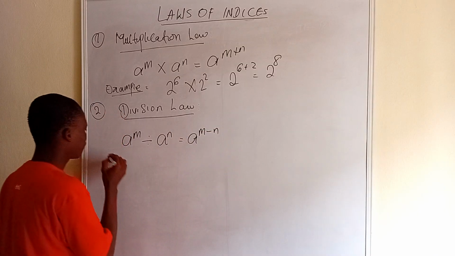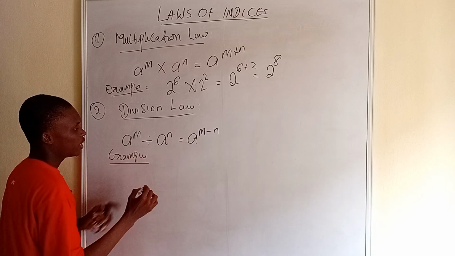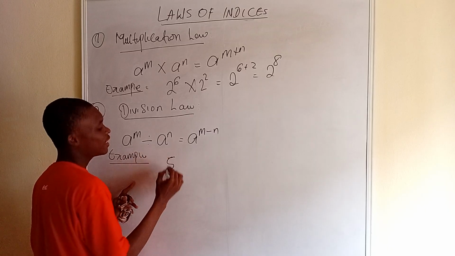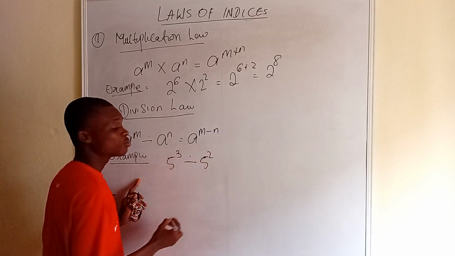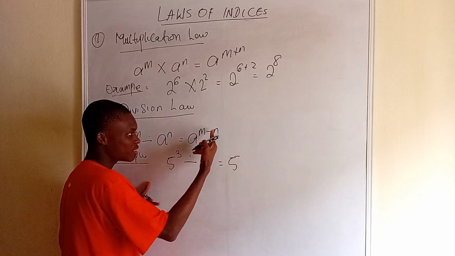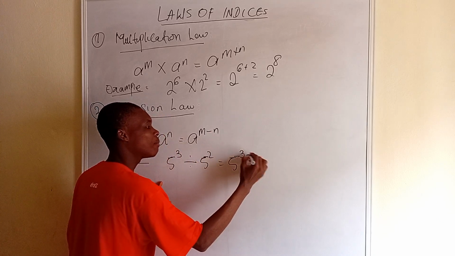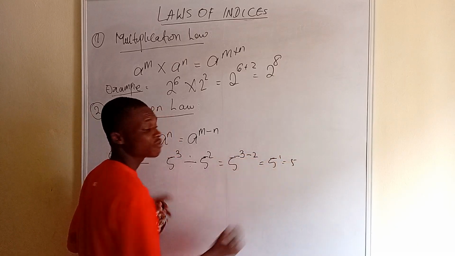All right. Example. If we have 5 to power 3 divided by 5 to power 2. This equals 5, the bases are the same. We take one of the base from the law here. So 3 minus 2. This equals 5 to power 1, which is also the same thing as 5.